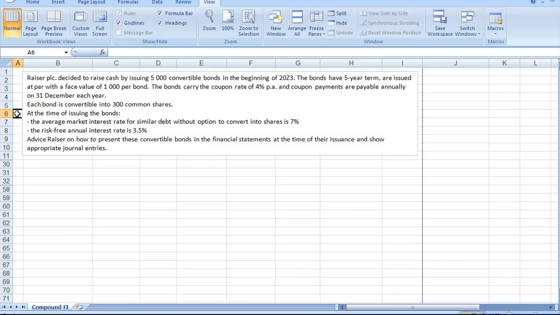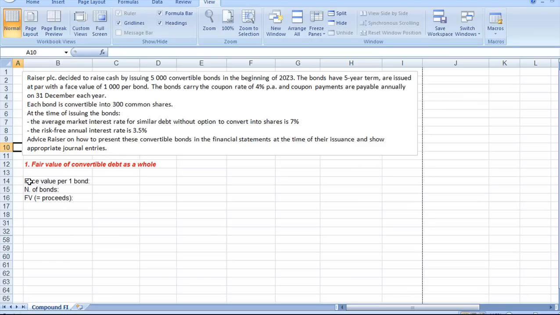At the time of issuing the bonds, the average market interest rate for similar debt without option to convert into shares is 7%. The risk-free annual interest rate is 3.5%. Advise Razor on how to present these convertible bonds in the financial statements at the time of their issuance and show appropriate journal entries.